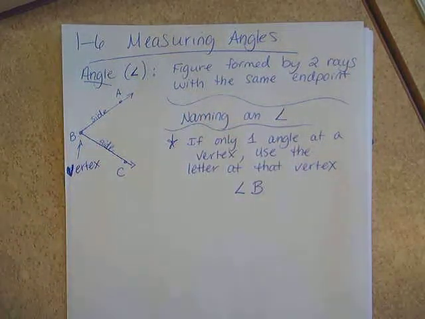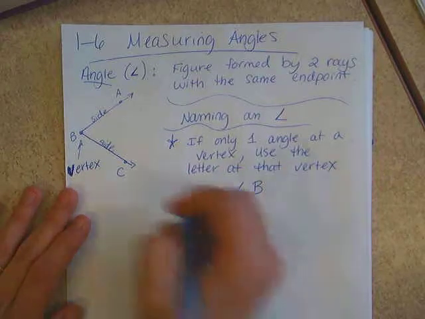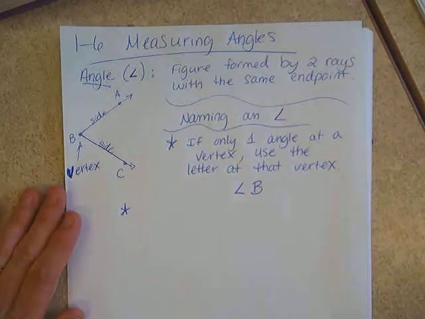But if I were to draw another line out of B, now I have the two little angles and a big angle. I can no longer just use the vertex because there are three angles out of that same vertex. We'd need to be more specific.